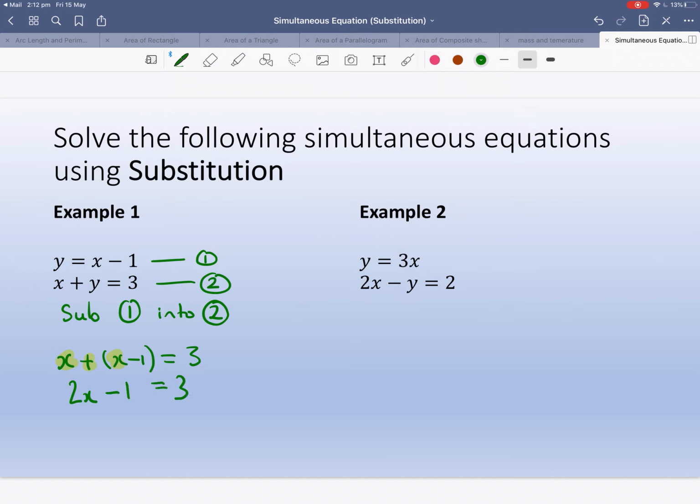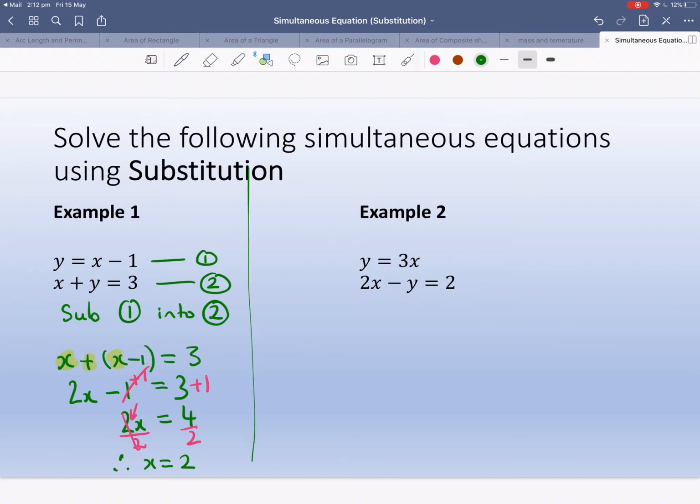And now I'm going to solve this equation. First of all, I'm going to add that 1, moving it to the other side. So I'm left with just 2x on this side and I get 4. Now remember there's a times in between these 2, so the opposite of that is divide by 2. So divide by 2. Therefore, x equals 2.